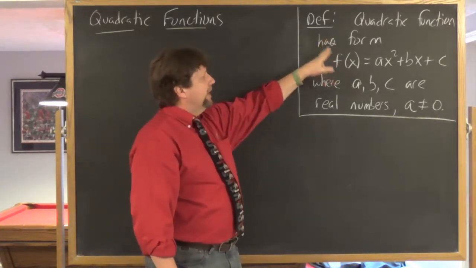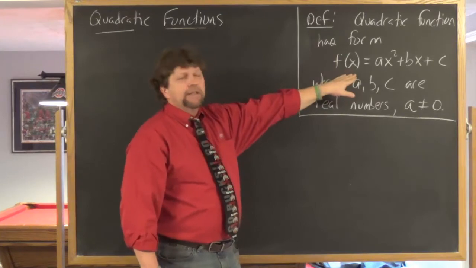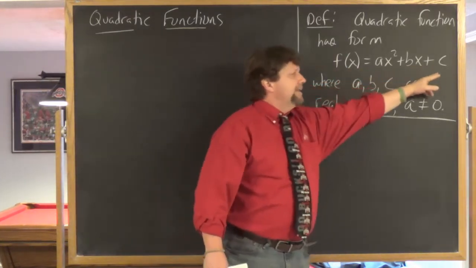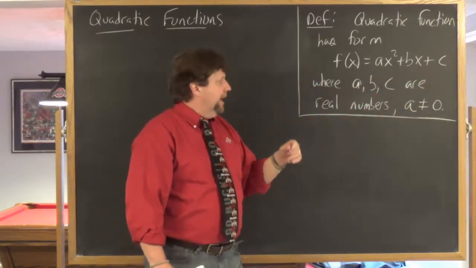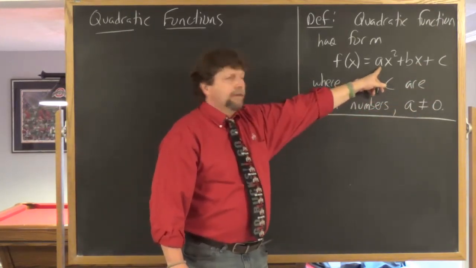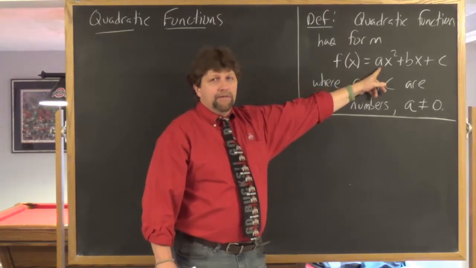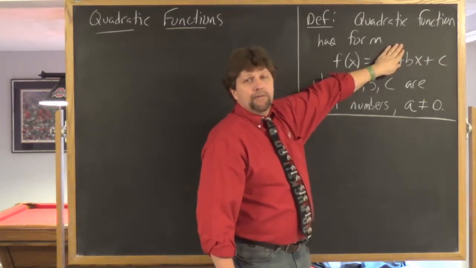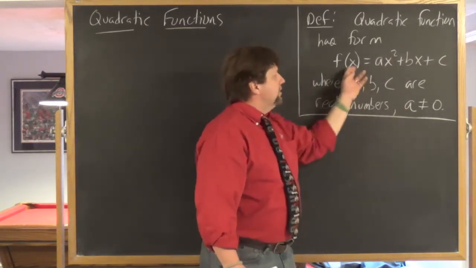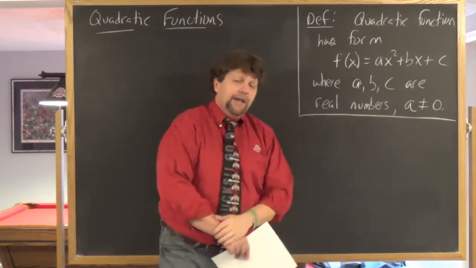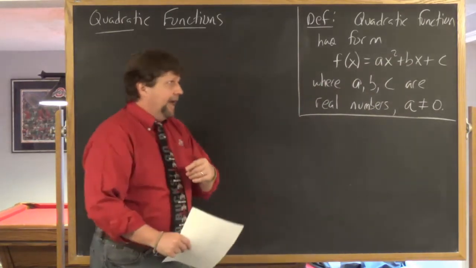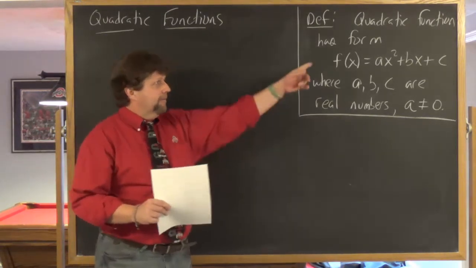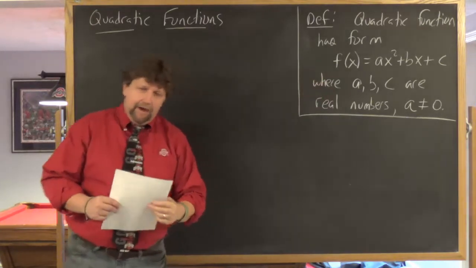A quadratic function has the form f of x equals ax squared plus bx plus c, where the a, the b, the c, those are just real numbers, and well, a can be any real number except a can't be 0, because if a were 0, that term would be gone and it's no longer quadratic. It's then going to be called a linear function. So that's the real deal definition of a quadratic function, and like I said, there are going to be two different ways to look at it. But let's really focus on this way right now.